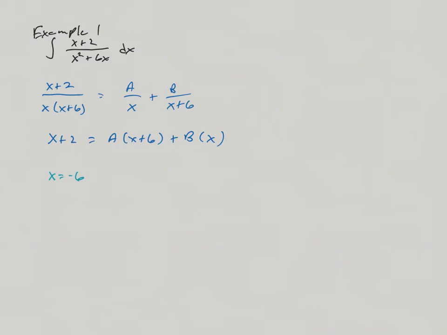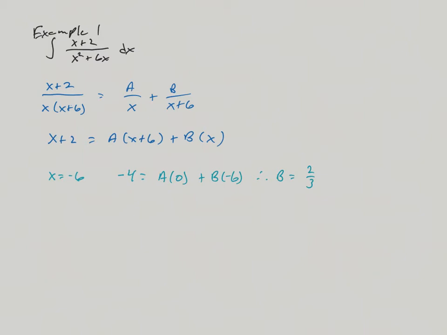When I plug it into the left-hand side, I get -6 + 2, so that's -4, equals, well, when I plug x = -6 into the right side, -6 + 6 is 0, so that's A times 0 plus B times -6. When I solve that for B, I know B comes out equal to 4/6, which reduces to 2/3.